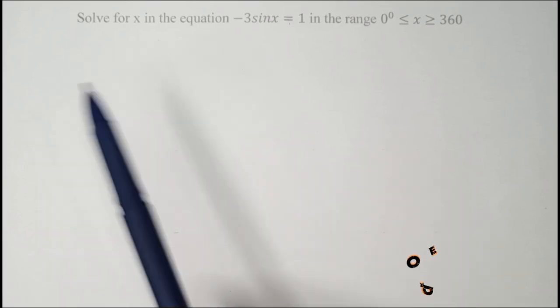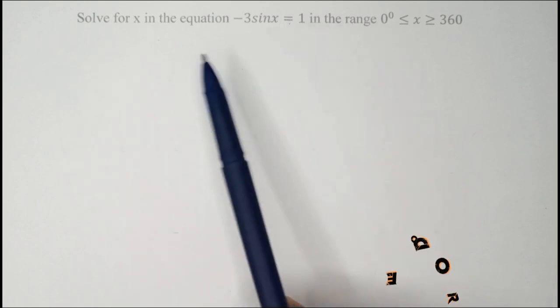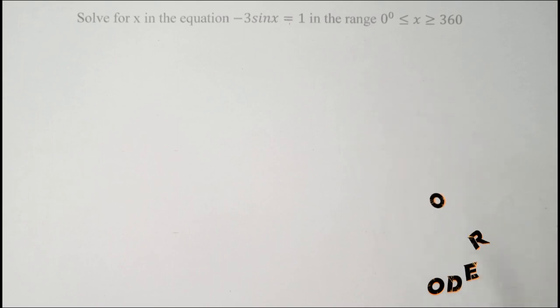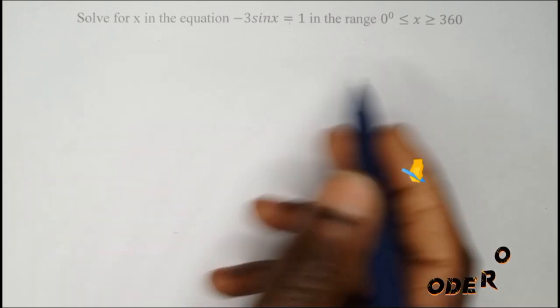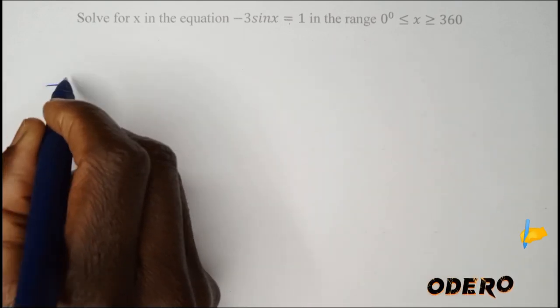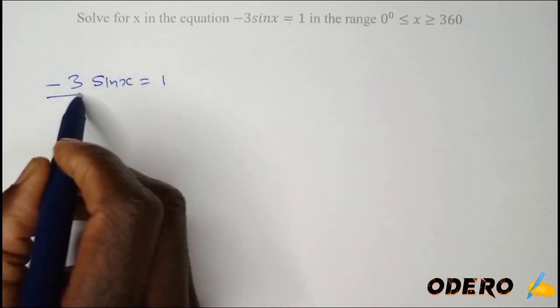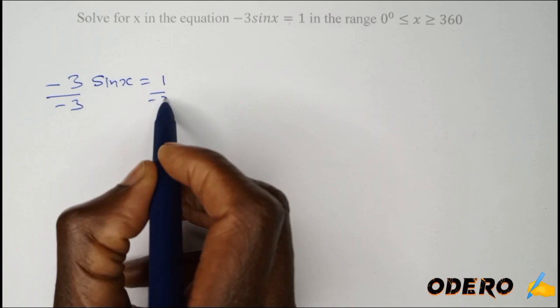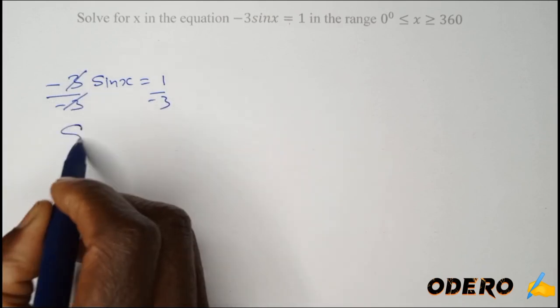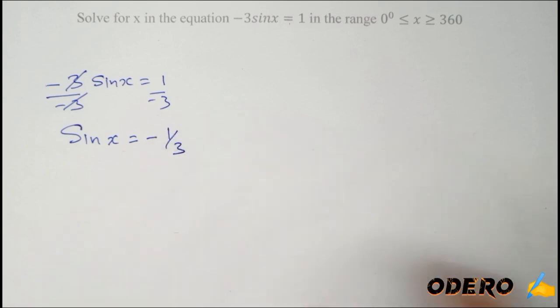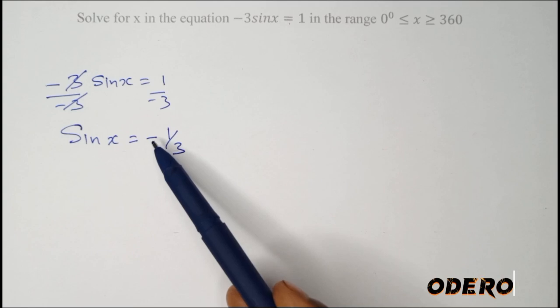So it says solve for x in the equation negative 3 sin x equals 1 in the range 0 to 360. So we just do this. We can divide both sides by negative 3, so we'll have sin x equals negative 1 over 3. Then you can find what x is. This negative is just to show us where the angle is.